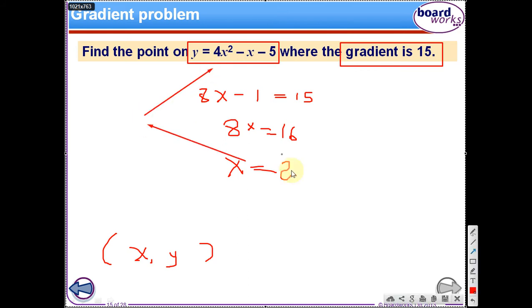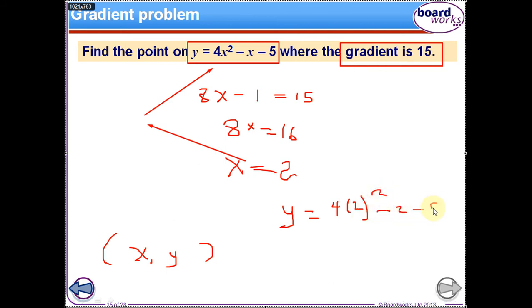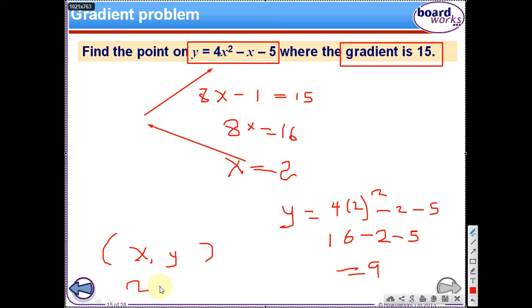So when x equals 2, the function y will give you what? Wherever I see x, I'll put 2: 4 times 2 squared, minus 2, minus 5. So what I have there is 4 times 4, and that is 16, because 2 squared is 4. So 16 minus 2 is 14, and 14 minus 5 is 9. So the answer here should be 9. So we should have (2, 9) as the point, the coordinates.